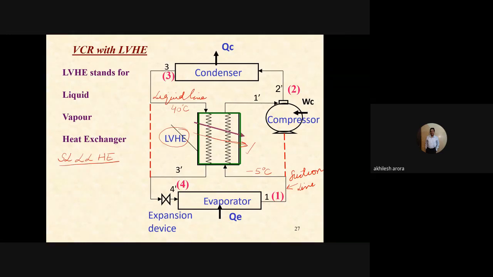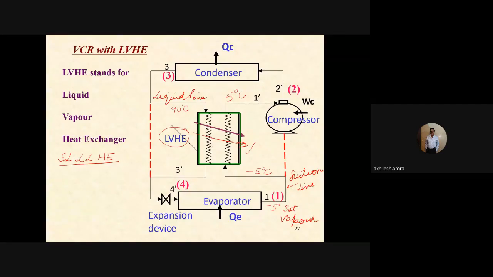So what will happen to the temperature of the refrigerant which is leaving the liquid vapor heat exchanger now? Earlier it is entering at minus 5 degrees Celsius. So there is a possibility that the temperature at state point 1 dash could go up to 5 degrees Celsius. Okay. So that means it has been superheated. I was considering that at state point 1 it is minus 5 degrees Celsius. It is saturated vapor. Okay, it is saturated vapor. So now it is superheated by 10 degrees Celsius, so that the temperature after the liquid vapor heat exchanger is 5 degrees Celsius.